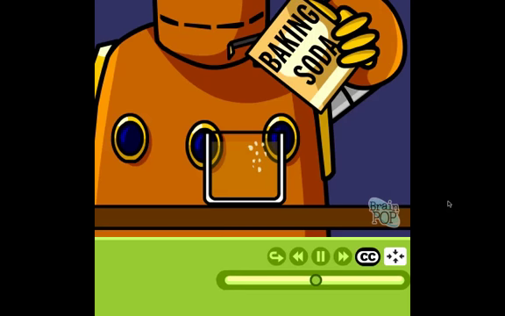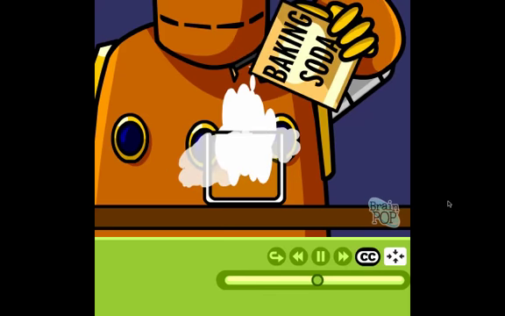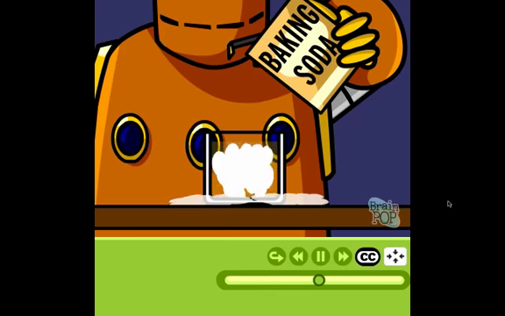When Moby poured the baking soda, a base, into the vinegar, an acid, a reaction occurred. The vinegar broke the baking soda into a salt, water, and carbon dioxide. Carbon dioxide was what was in the bubbles.